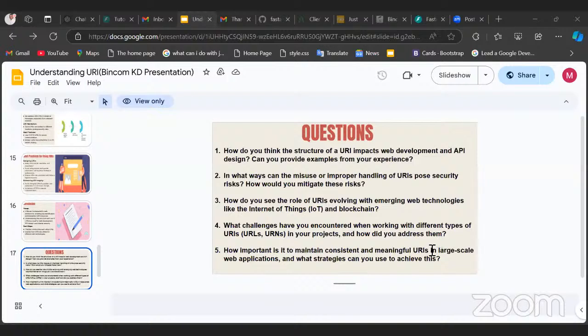Hello, can you hear me? Yeah. Okay. So I think it is important to maintain consistent and meaningful URIs in a large web application, because it improves search engine rankings, and it helps you understand the application structure and navigate it easily. Also, in terms of security, consistent URLs reduce the risk of URL injection attacks and vulnerabilities.